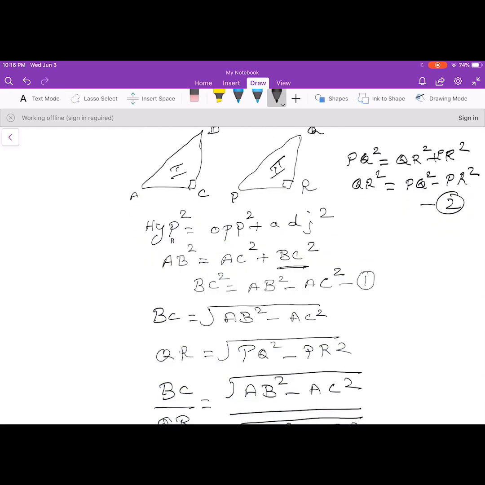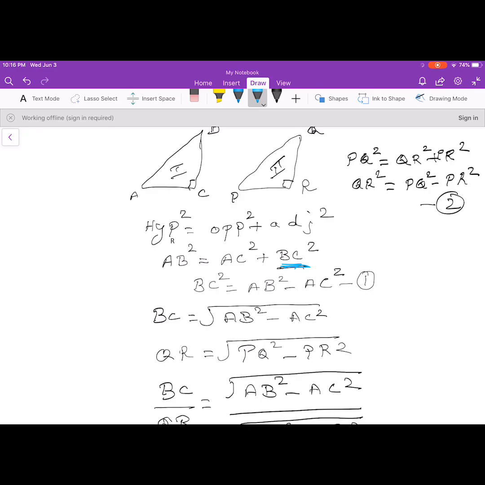Hypotenuse is nothing but AB square equal to AC square plus BC square. But we want BC, so I am writing with respect to BC. BC square is equal to, taking this to the other side, AB square minus AC square. Similarly, for triangle 2, PQ square, that is hypotenuse square, is equal to QR square plus PR square.